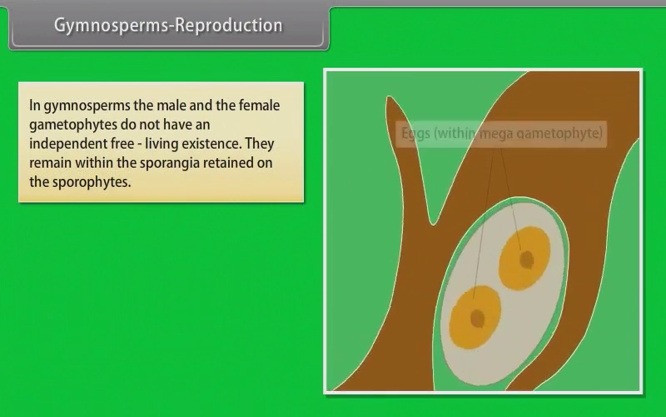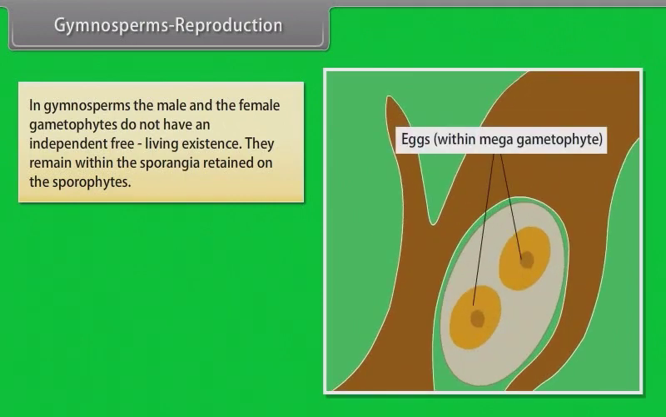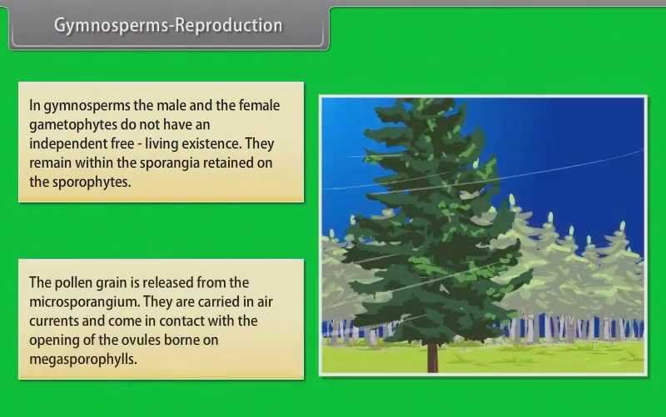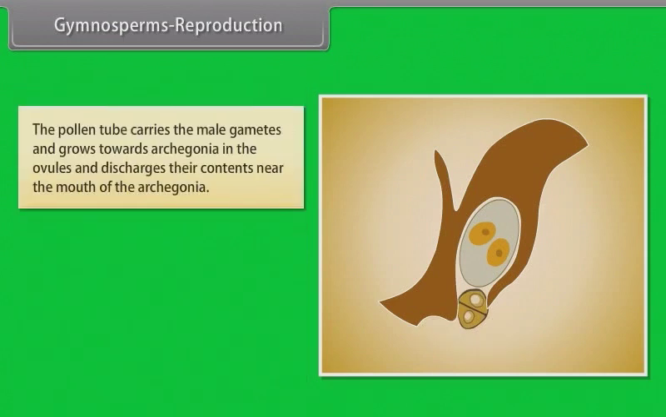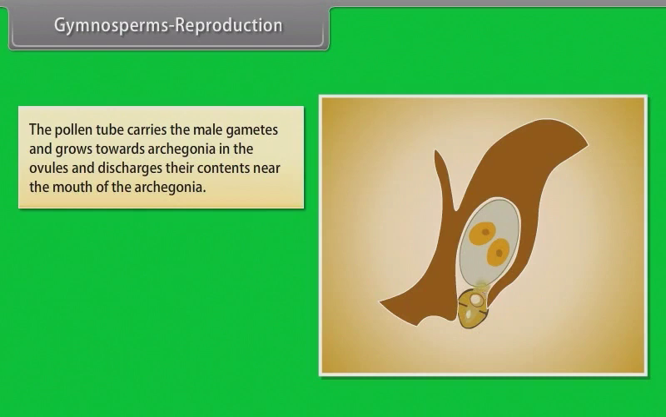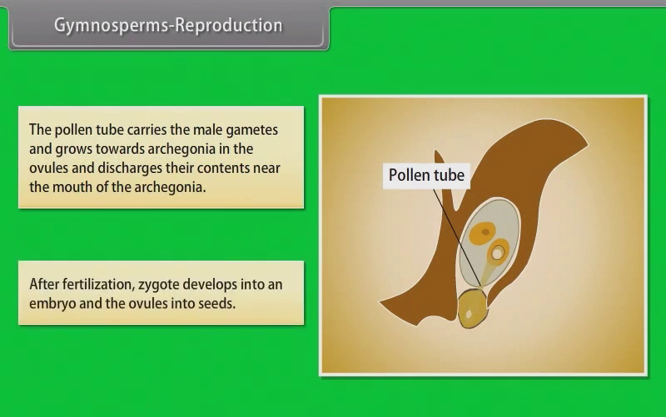In gymnosperms, the male and the female gametophytes do not have an independent free-living existence. They remain within the sporangia retained on the sporophytes. The pollen grain is released from the microsporangium. They are carried in air currents and come in contact with the opening of the ovules borne on megasporophylls. The pollen tube carries the male gametes and grows towards archegonia in the ovules and discharges their contents near the mouth of the archegonia. After fertilization, the zygote develops into an embryo and the ovules into seeds.